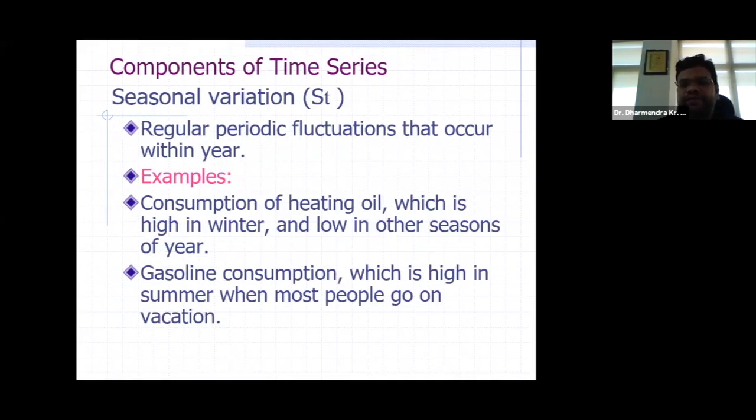Another one was seasonal. I have told you these are regular periodic fluctuations that occur within a year. So seasonal variations always have a periodicity of within 1 year. Like consumption of heating oil, which is high in winter, or the purchase and sale of woolen cloths, which will also increase in winter. Similarly, in the rainy season, the sale of umbrellas will increase. So these are the seasonal variations.